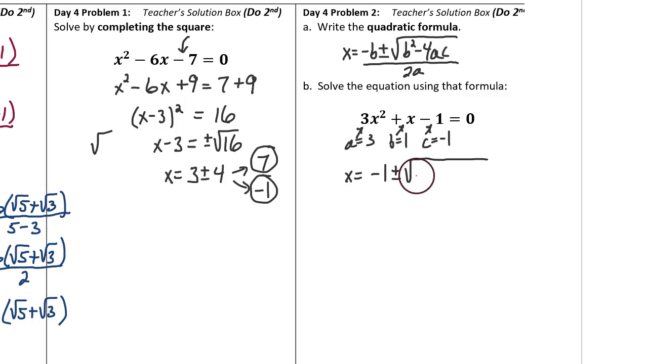Now b squared, 1 squared makes 1. Fill in a and fill in c. And then it's all divided by 2 times a. That's going to be a 6.